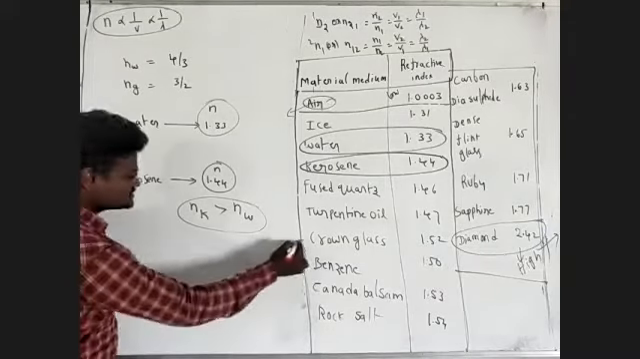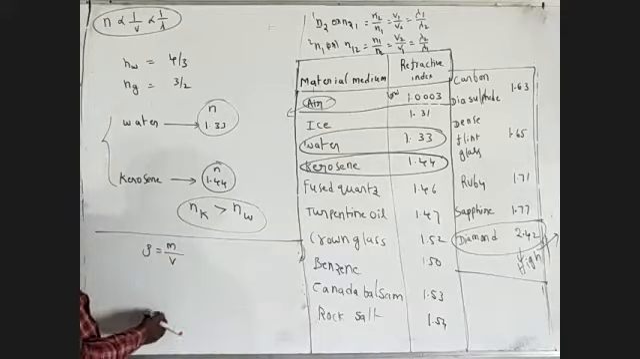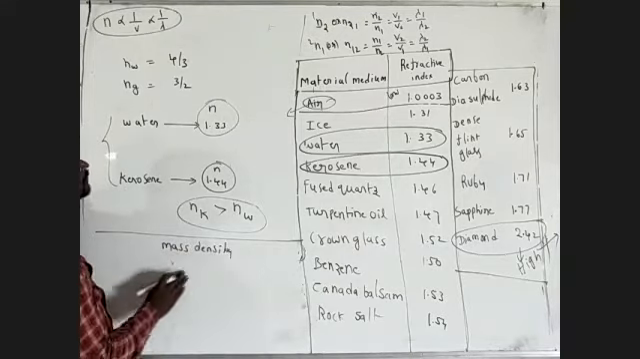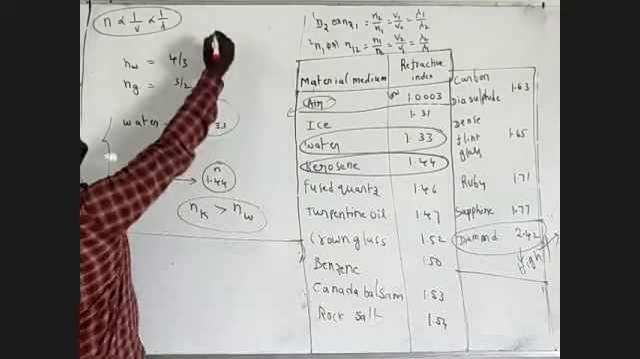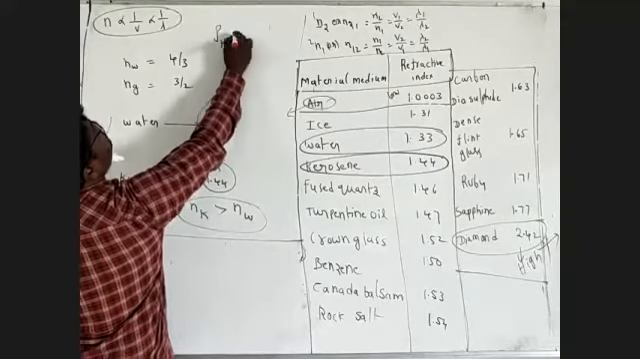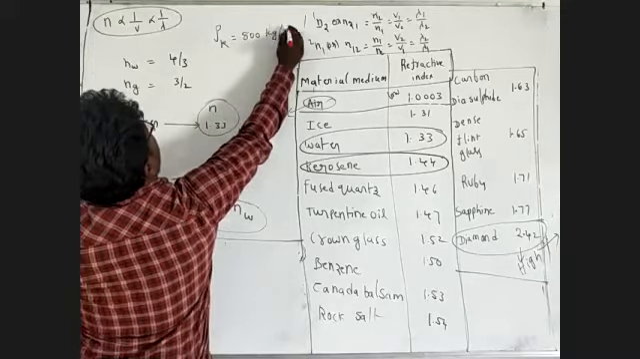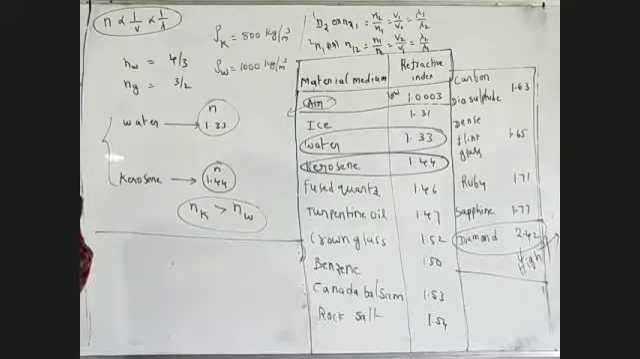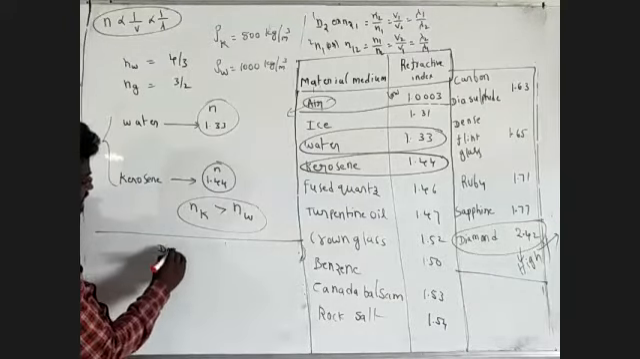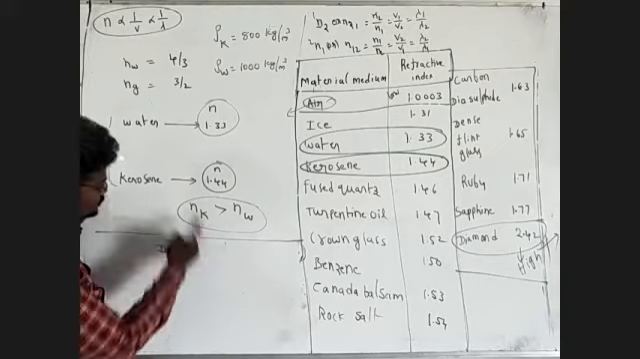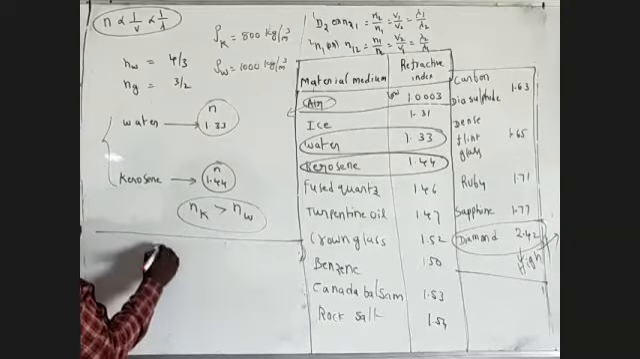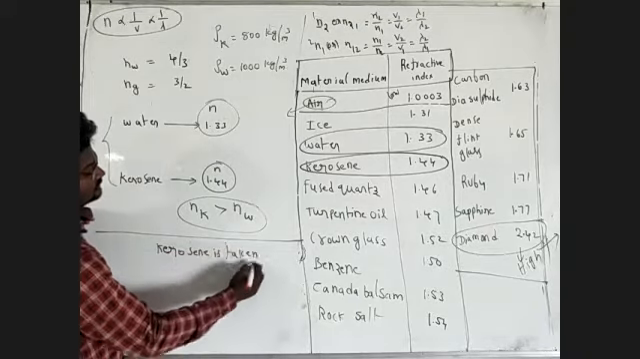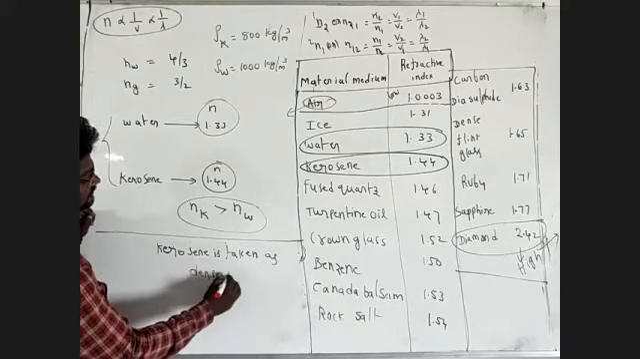Now you will see density. Density is mass by volume. Density of water is equal to 1000 kg per meter cube. Now you will see kerosene is taken as a denser medium.